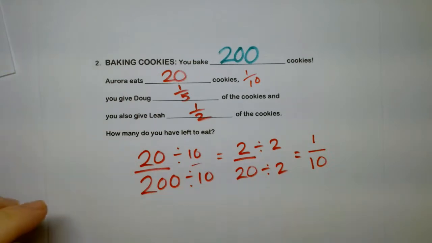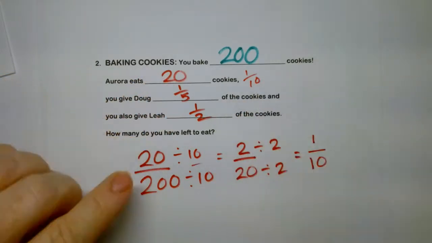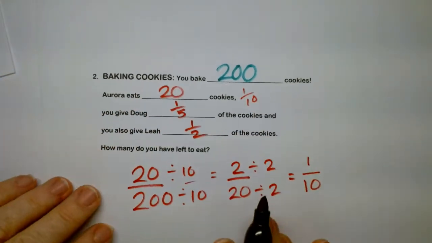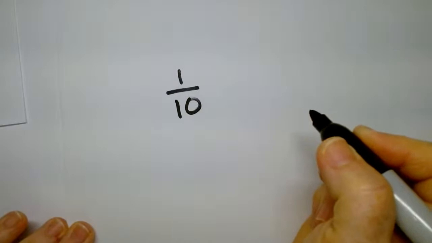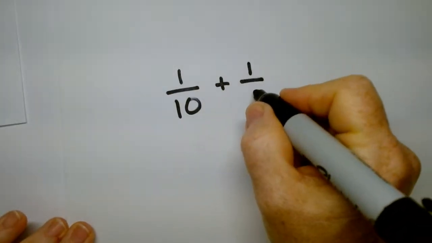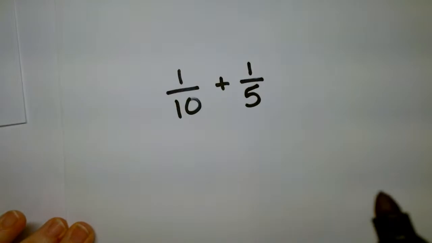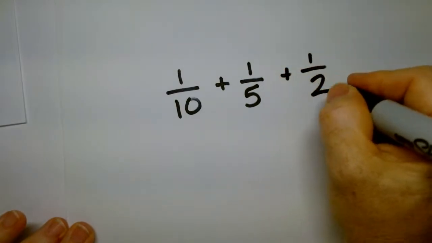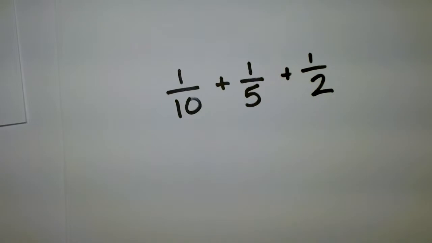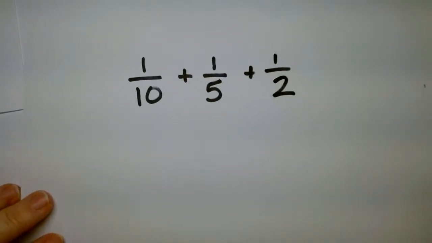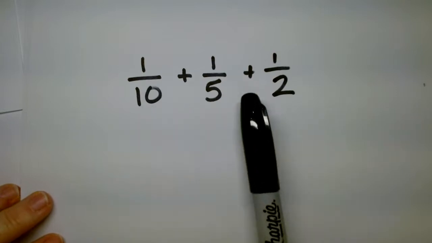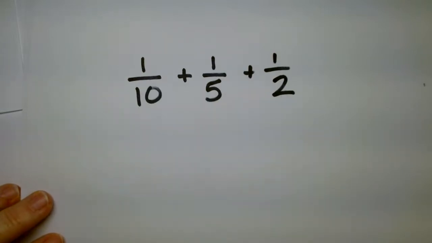Okay, so now, would you agree that all we have to do is add up how much you gave away to find out how many you have left? Yeah, that makes logical sense, right? Okay, so how many did you give away? So I ate 1/10. You gave Doug a fifth of all the cookies. You gave Leah, because you really like her classes, half. Lucky. Man, I need to be Leah. Okay, so can I add 3 fractions that don't match? Absolutely. Okay, so what is a number that all 3 of the bottoms go into without any remainder?